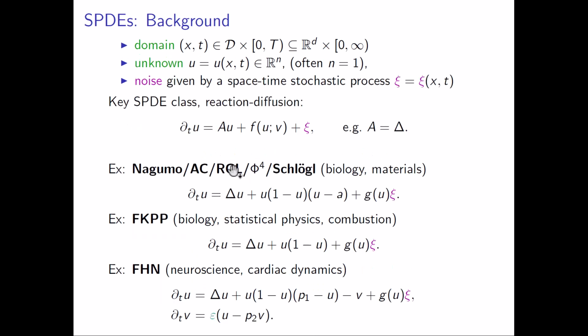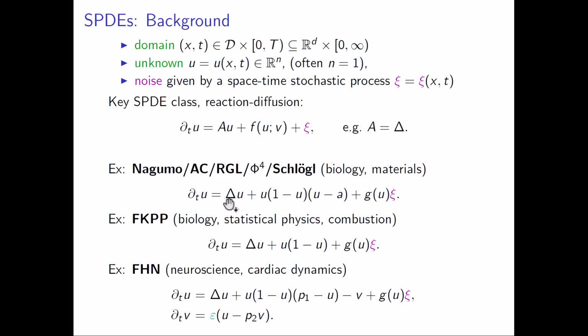All right, so let's look at the reaction diffusion equation case, but let's add some space-time stochastic process. So psi of x and t will be my noise, and then I have a reaction diffusion equation with noise. And what are the main reaction diffusion equations I'm motivated by? These are particularly these three, but there are others, of course, that would be interesting.